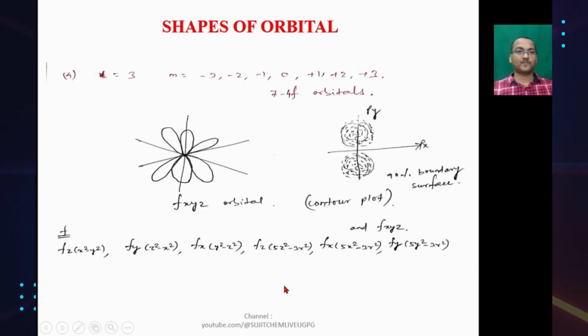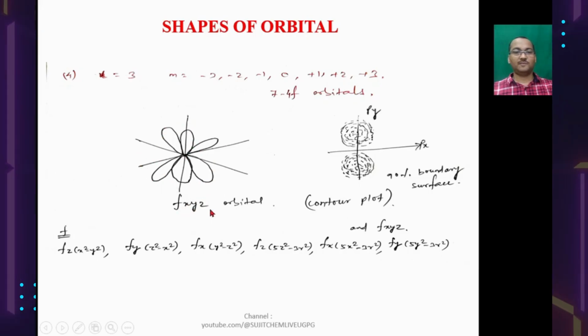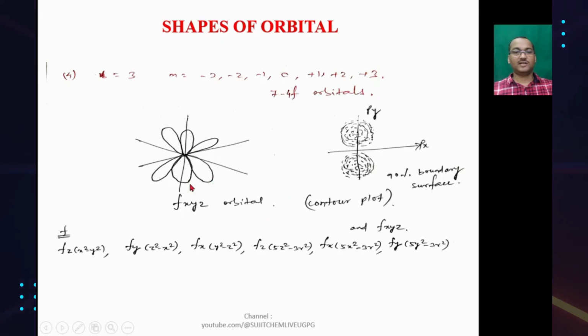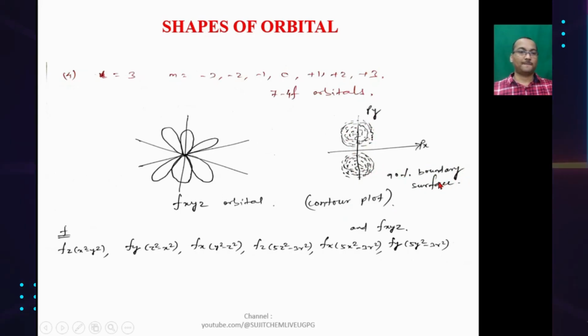Similarly, when l equals 3, that is called an f orbital, where the m values are minus 3, minus 2, minus 1, 0, plus 1, plus 2 and plus 3. So that means 4f has 7 orbitals. This is the structure of the f xyz orbital. It is a very complicated structure. And this is the contour plot for the py orbital. There you can see the lobes, with a 90% boundary surface.